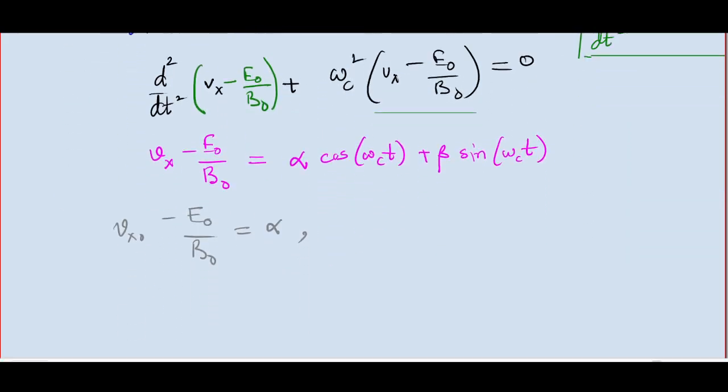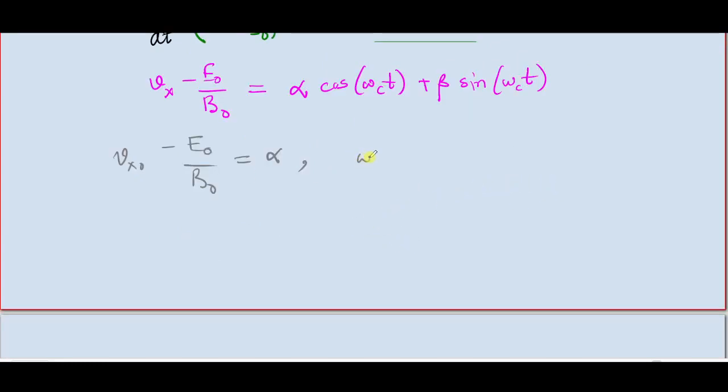So differentiating this expression with respect to t and then putting t equal to 0 gives us omega c into Vy0 equals minus omega c alpha sine omega c times 0, so that's 0, plus beta omega c cos omega c times 0, so just beta omega c. And cancelling out the omega c from both sides gives us beta is Vy0. So we have found out the expression for Vx as a function of time.